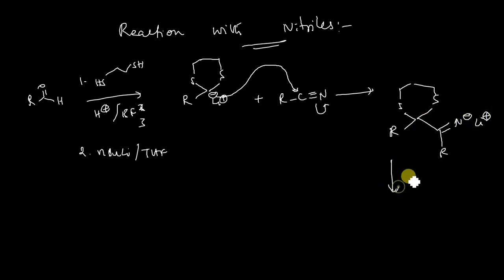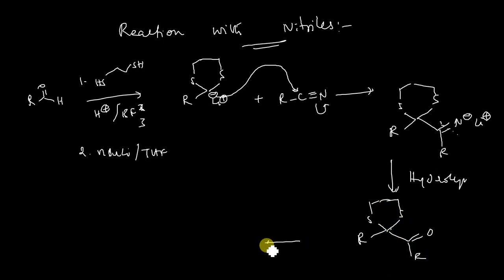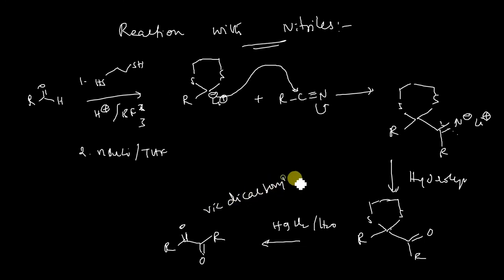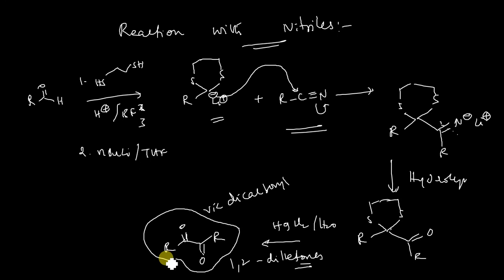This adduct, on further hydrolysis, gives you a disubstituted dithiane, followed by deprotection with the mercuric salt, and you will end up with a vicinal dicarbonyl compound. Vicinal dicarbonyl compounds are 1,2 diketones. So this is one more example where the lithiated 1,3-dithiane reacts with the nitrile, followed by hydrolysis, which generates 1,2 diketones, which are very good starting materials in organic synthesis.